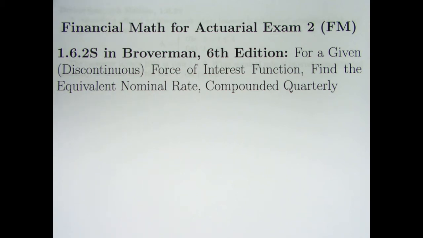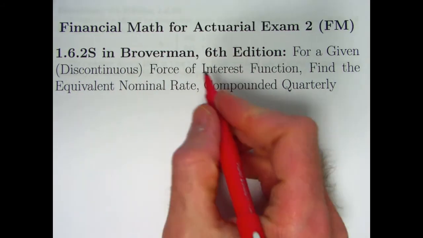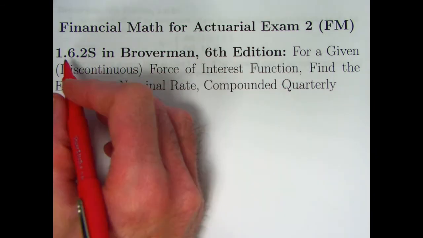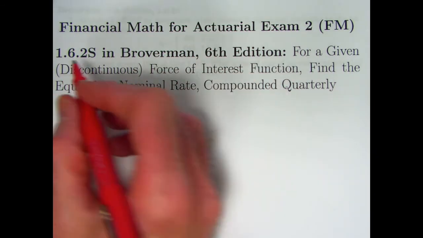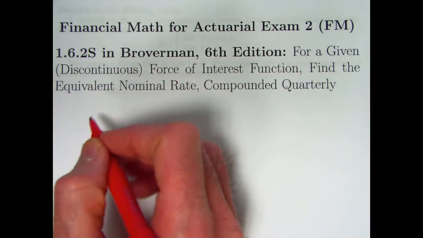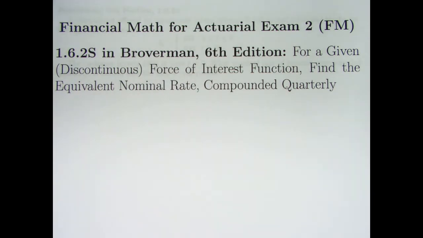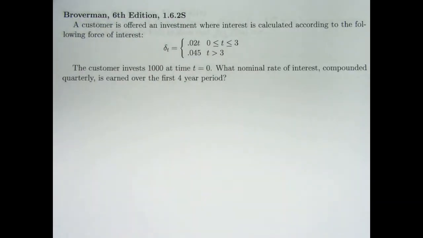This is my 16th video on helping people study for Actuarial Exam 2, but it's the first video where I'm going to talk about something called the force of interest function. It's problem 1.6.2s in Broverman. For a given discontinuous force of interest function, find the equivalent nominal rate compounded quarterly. And here's the problem statement.